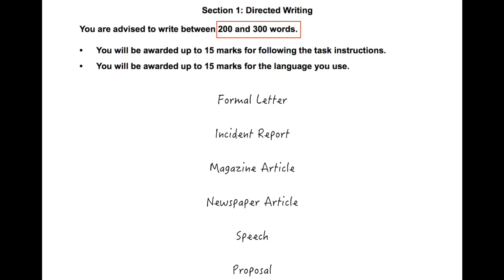Now, there are 6 possible styles of writing that the question the examiner gives you will be based upon. It may be a formal letter, it may be an incident report, it may be a magazine article, it could be a newspaper article, it might be a speech, and it could be a proposal. So what's important is that you know how to produce all 6 of those styles of writing. Because, remember, you don't have any choice. You will be required to write one of those 6, and you will not know which one until you open the paper on the day of your exam.